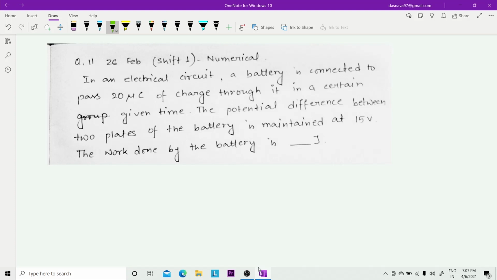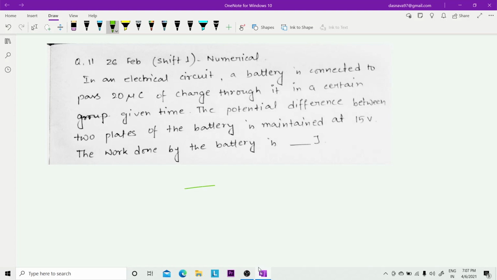Heading towards the last question, it said that in an electrical circuit, a battery is connected to pass 20 microcoulomb of charge through it in a certain given time. The potential difference between two plates of the battery is maintained at 15 volt. Now, what is the work done by the battery in joule?